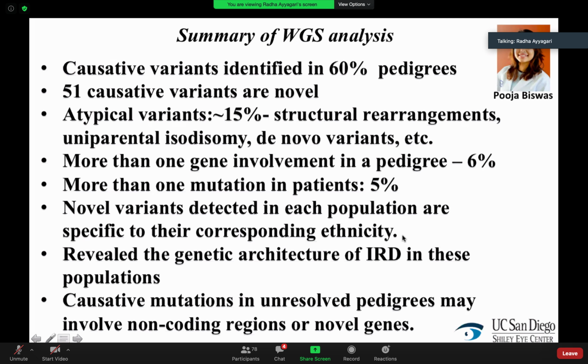So we observed a large number of novel variants, and after this analysis, about 40% of pedigrees remained unresolved. We suspect mutations in non-coding regions, or mutations that are challenging to find. At this point, that's the focus of our future work.